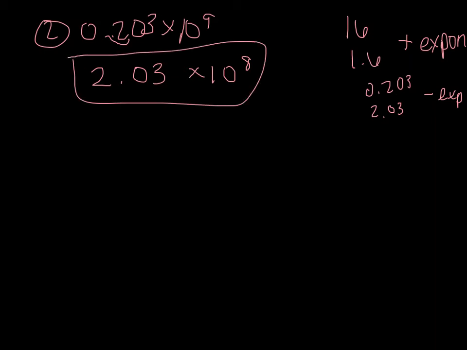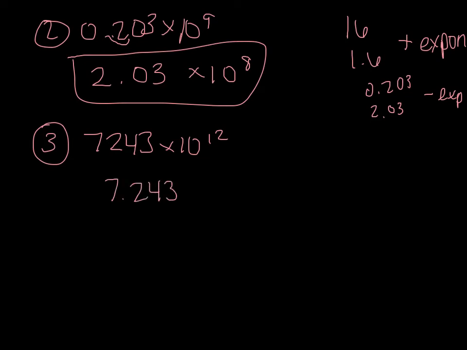Let's do another one. Number 3 is 7,243 times 10 to the 12th power. Again, this is one that would be kind of a pain to write all out, but we have a little trick we can use. What we need it to be is 7.243 times 10. My original number was 7,000. I brought it down to about 7.